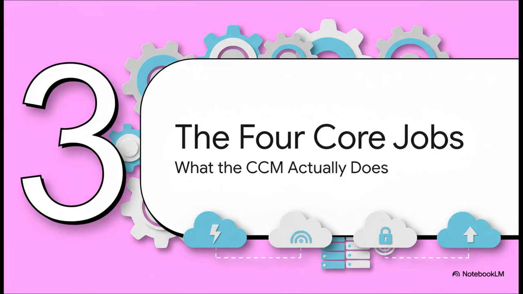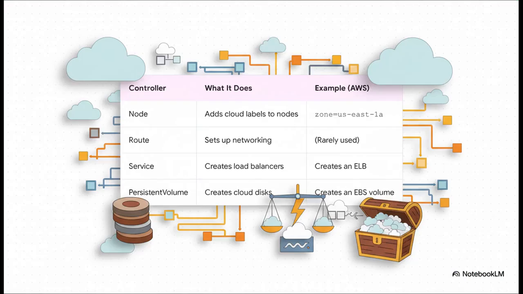Okay, so we know what it is, but what does the Cloud Controller Manager actually do? Let's break down its 4 main jobs. You see, the CCM isn't just one program. It's really a team of smaller, specialized controllers. There's a node controller that makes sure your Kubernetes nodes have all the right cloud info, like their instance type and zone. There's a route controller for some networking stuff, but honestly, the two you're going to run into the most are the service controller, which is the one that creates those load balancers, and the persistent volume controller, which is what provisions real cloud storage for your apps.